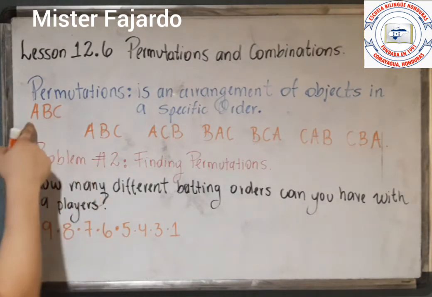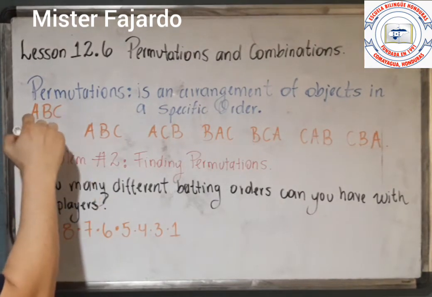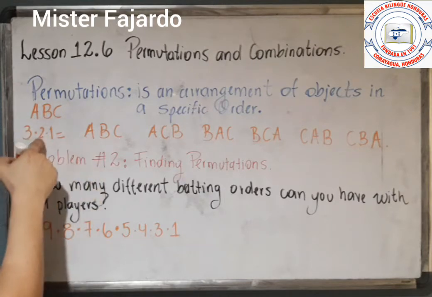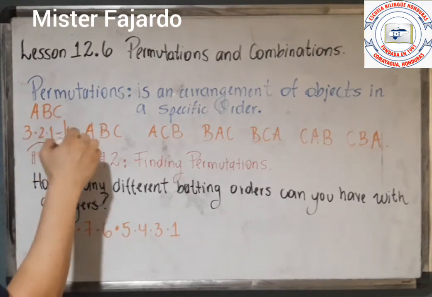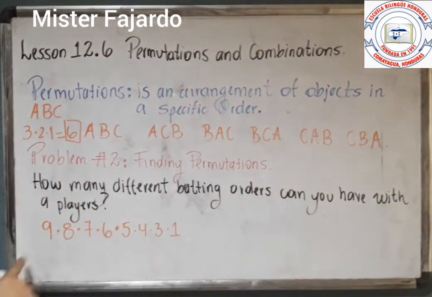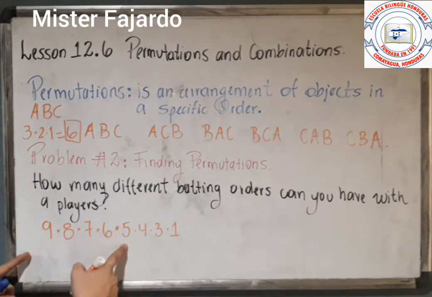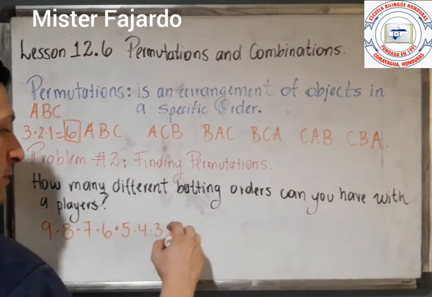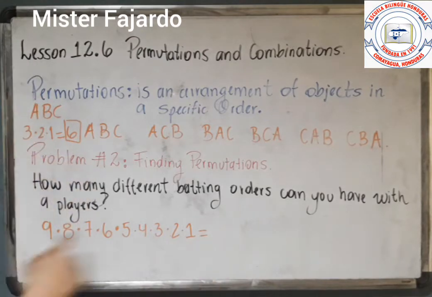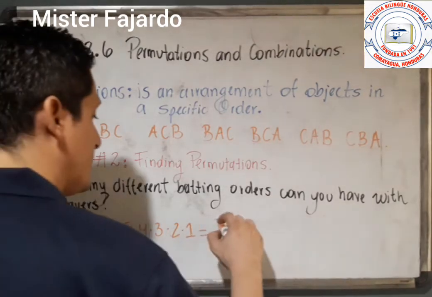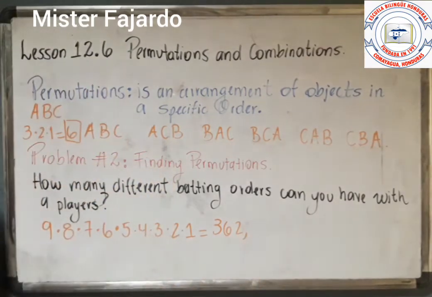It's the same here. Look, it's 3 letters. You have 3 times 2 times 1. 3 times 2 is 6, times 1 is 6. That number 6 is my number of permutations that I have here. It's going to be the same here. You have 9 players. You need to multiply 9, then times 8 positions, times 7 positions, 6 positions, 5 positions, 4 positions, 3 positions, 2 positions, I'm missing here, sorry, and 1 position. And the multiplication of all these positions is going to give us the total permutations that you can have. That in this case is going to be equal to 362,880.